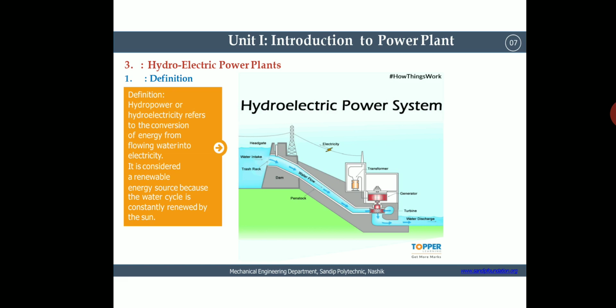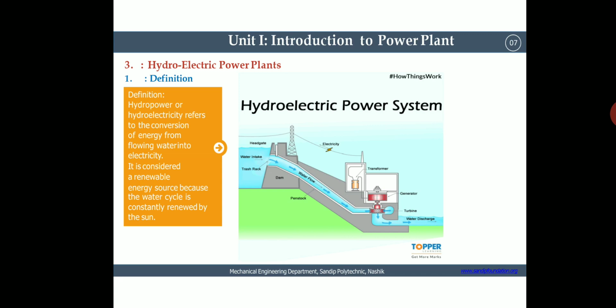Now we will study the power plant that is called hydroelectric power plant. The first is the definition of hydroelectric power plant. Hydropower or hydroelectricity refers to the conversion of energy from flowing water into electricity. It is considered a renewable energy source because the water cycle is constantly renewed by the sun.